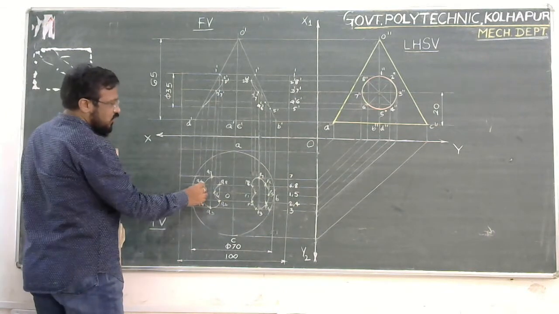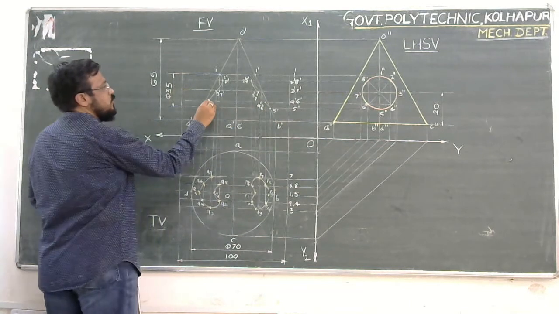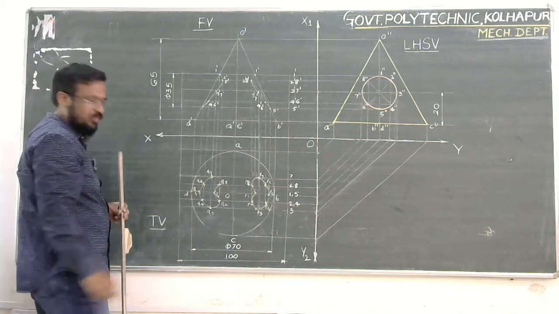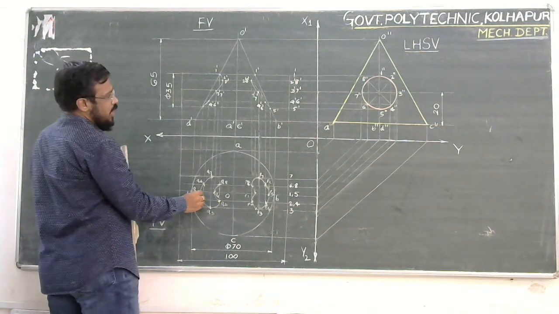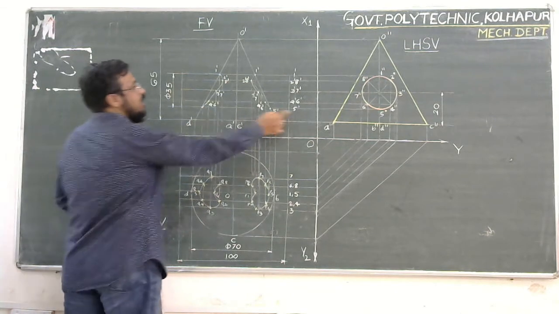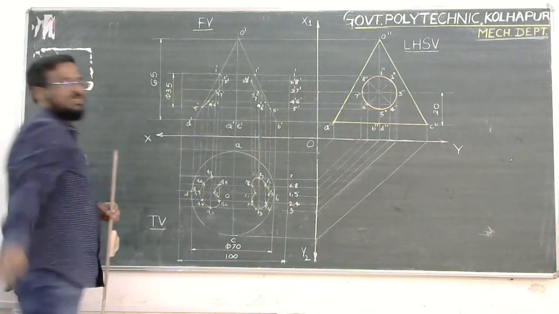Likewise, 4 and 6, projector vertically up. Horizontal locus of 4 and 6, you are going to get the intersection here. This is 4 and 6. The last point is point number 5. You are going to get it on the intersection of this 5 vertical projector and 5 horizontal locus on the 8 generator. This is point 5.